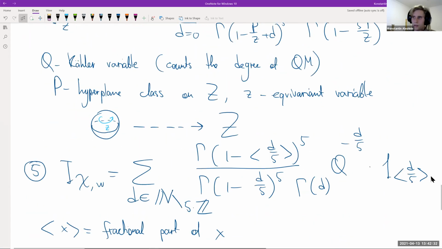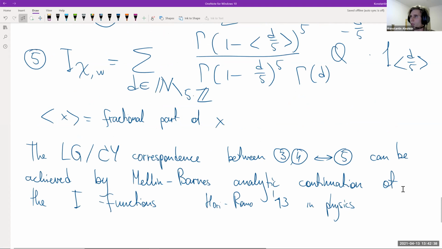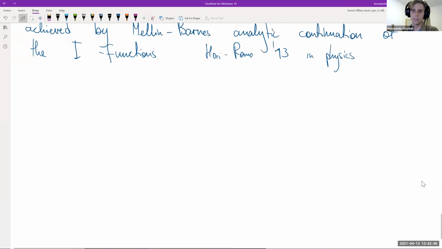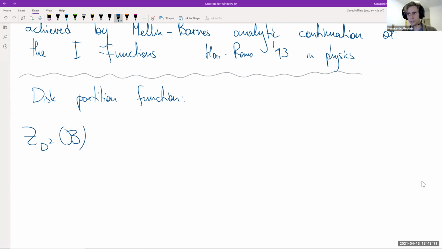And what is nice is that the analytic continuation is done using an integral that has direct physical meaning. It is called the disk partition function. So I'll call it Z sub D2 of B, and B is a brane. I'll say a couple of words about it later. So it's a very simple looking integral for our quintic.